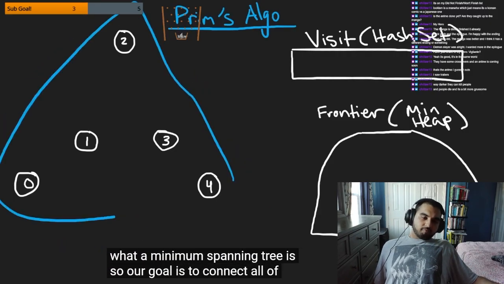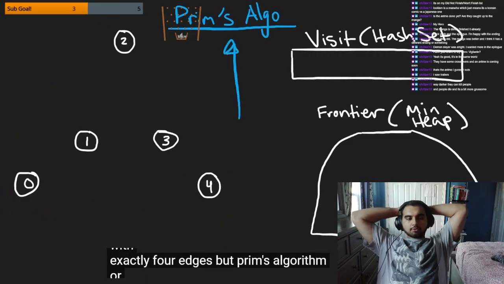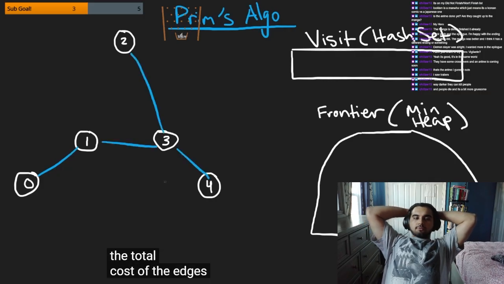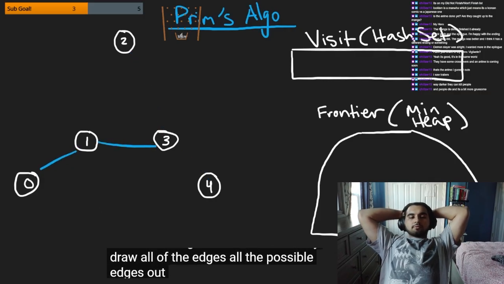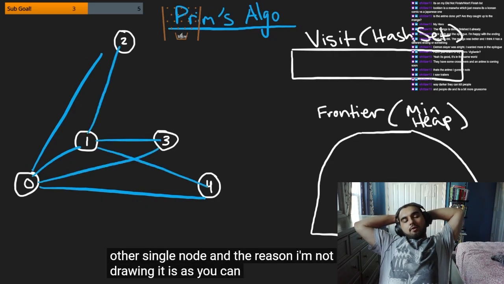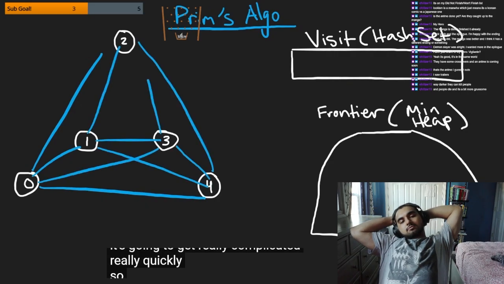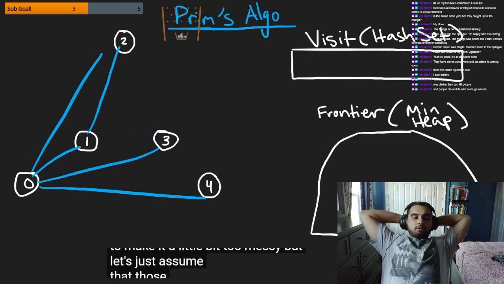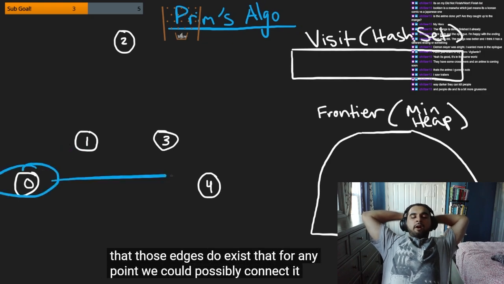So our goal is to connect all of these with exactly 4 edges, but the definition of a minimum spanning tree has one more condition. We want to minimize the total cost of the edges. Now, I didn't actually draw all the possible edges right now. It would look something like this, right? For every single node, it could possibly be connected to every other single node. The reason I'm not drawing it is, as you can see, it's going to get really complicated really quickly. This is pretty much what it would look like if I drew every possible edge that could exist in this graph. That's going to make it a little too messy, but let's just assume that those edges do exist, that for any point, we could possibly connect it to another point.